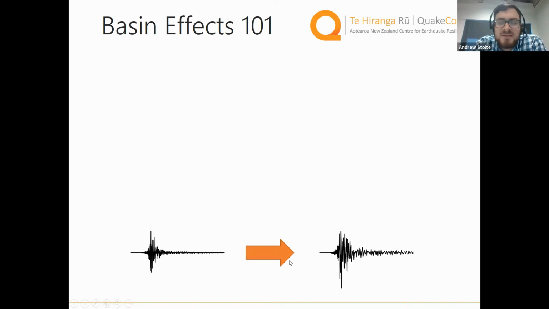What happens is you tend to see amplification at longer periods, lower frequencies, and the duration of the waves, or the duration of the shaking, tends to be quite significant after the main event. So here on the left, you see the shaking's quite small after the main event, and here you see increased amplification and longer shaking after the main event itself.